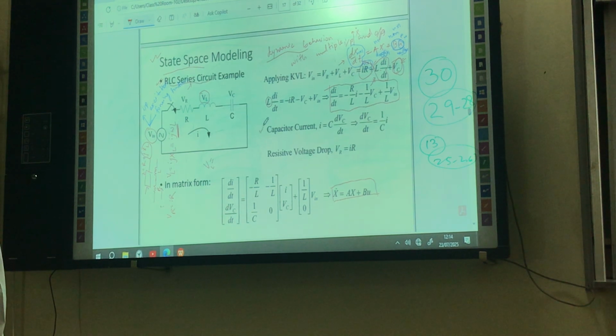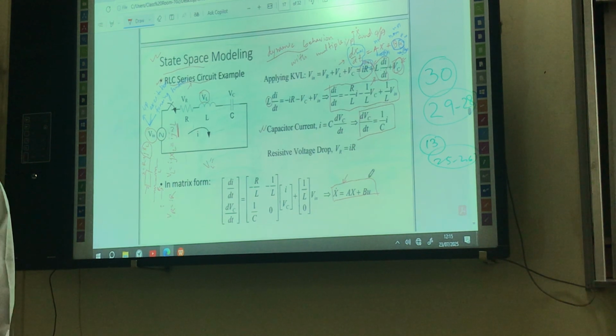Now let's deal with the capacitor current. What is the capacitor current I in the dynamic state? It is C dV over dt, where V is the DC voltage across the capacitor, right? Now you can write it like this because you have to express the equation in the general form. That's why it is simply dVC over dt equals 1 by C times I. Okay. And let's say this is another equation: the resistive voltage drop is equal to IR.